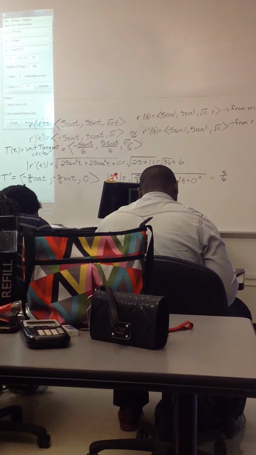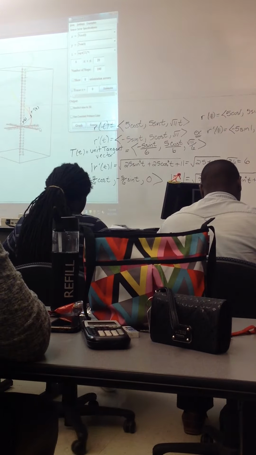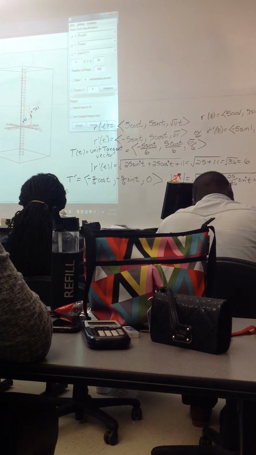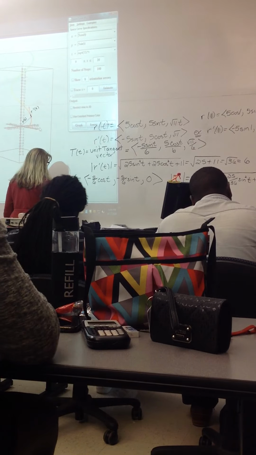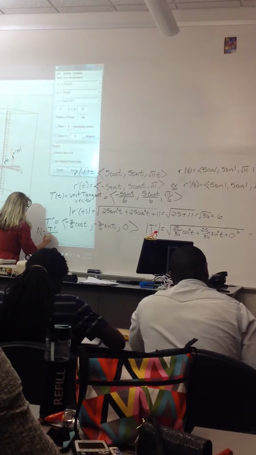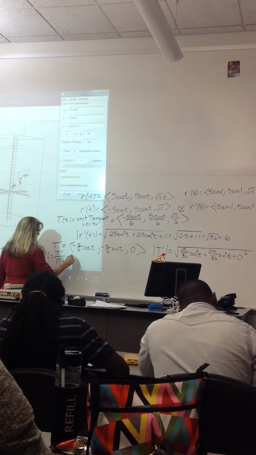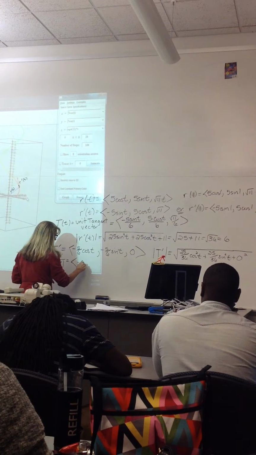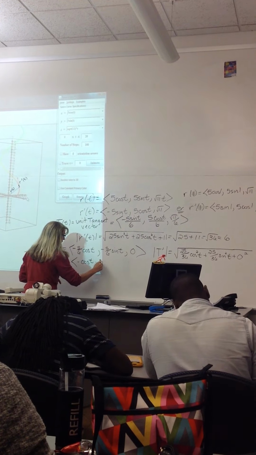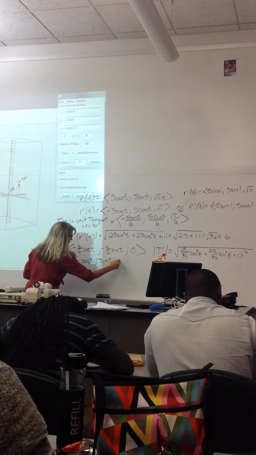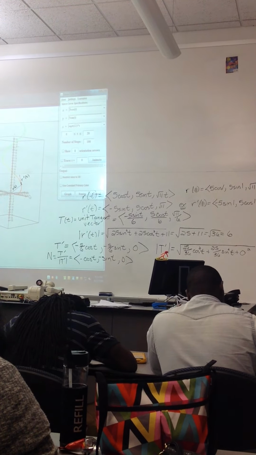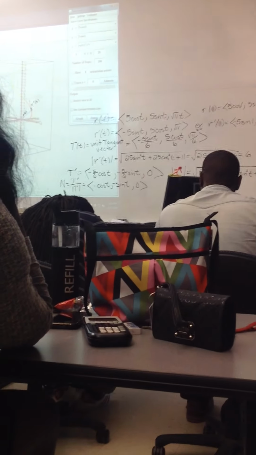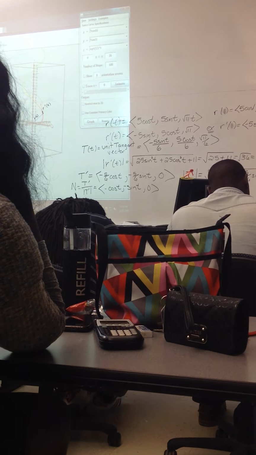So n, which I forgot to stick the n. The unit normal vector is t prime turned into a unit vector. So if I take this and I divide it by 5/6, then I just get negative cosine of t, negative sine of t, 0. So my normal vector for this particular example is that.